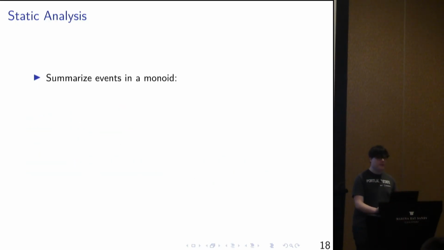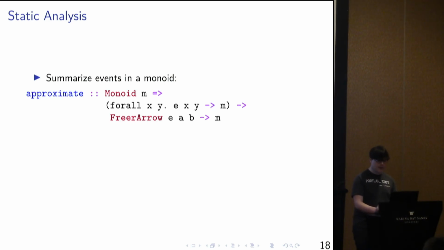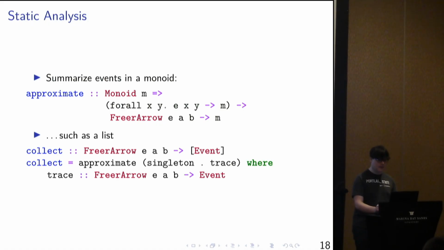One thing that we were able to do, which was really fun, is summarize the events in a monoid. So if you have a function which can take an event, for any input and output type, and convert it into an object in a monoid, then we can collect all of the events into that monoid. So for example, you could collect them all into a list and get a list of all the events that will happen.